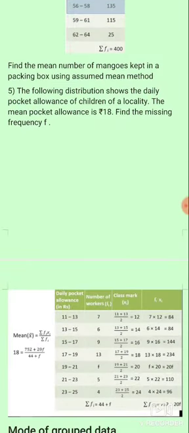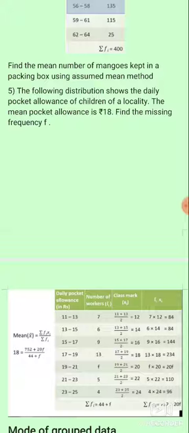So the table is on daily pocket allowance: 11 to 13, number of workers 7. That is the frequency. 13 to 15, frequency 6. 15 to 17, 9. 17 to 19, 13. 19 to 21, F. That frequency we need to find out. Then 21 to 23, 5. 23 to 25, 4. So when you find sigma Fi, add all those numbers except F. Then what we get? 44 plus F. We can't add that F along with this, so I write it this way: 44 plus F.